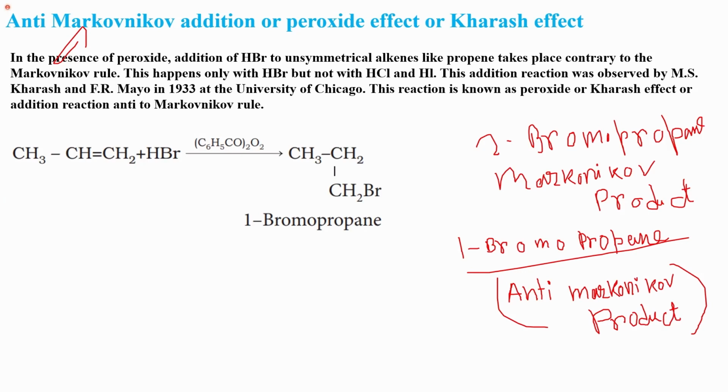In the anti-Markovnikov rule, in the presence of hydrogen peroxide or any peroxide, such as benzoyl peroxide, C6H5CO2O2, the reaction goes via a radical way. This is one of the radical initiators. In the presence of this radical initiator, it will influence your reaction and forward it, and you will end up getting your expected product.